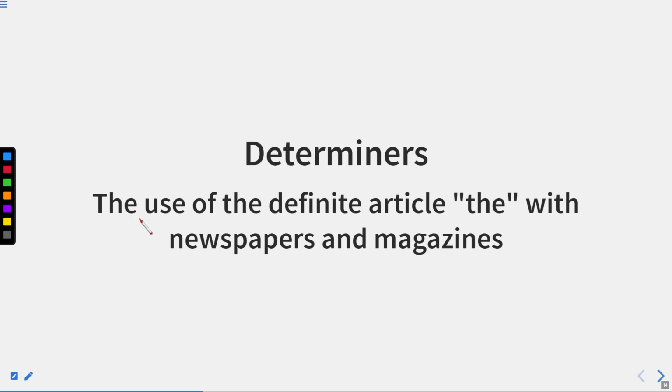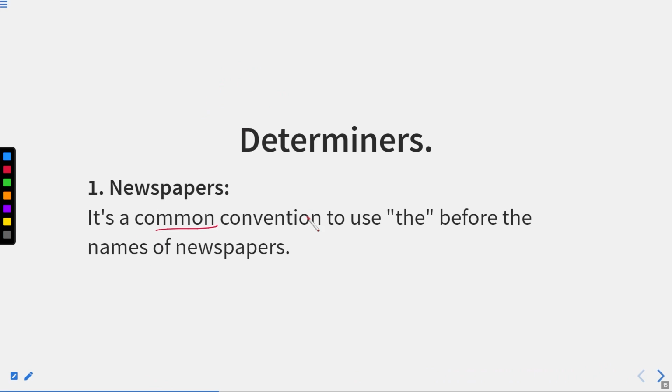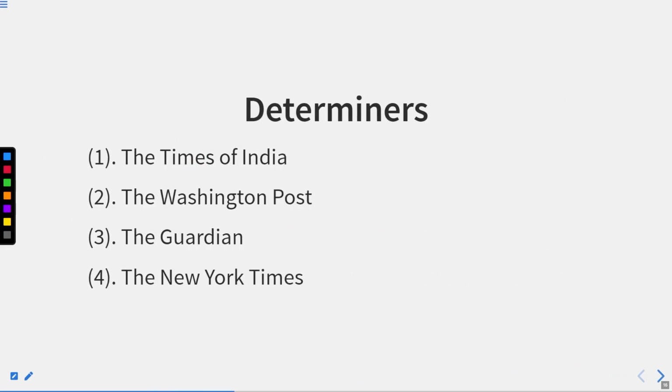Now, the use of definite article the with newspapers and magazines. Whenever we have the name of any newspaper or the name of any magazine, we can use the before it. How? Let us take some examples. It is a common convention to use the before the names of newspapers. The Times of India. Now, Times of India is a very popular newspaper in India. So, we are using the before it.